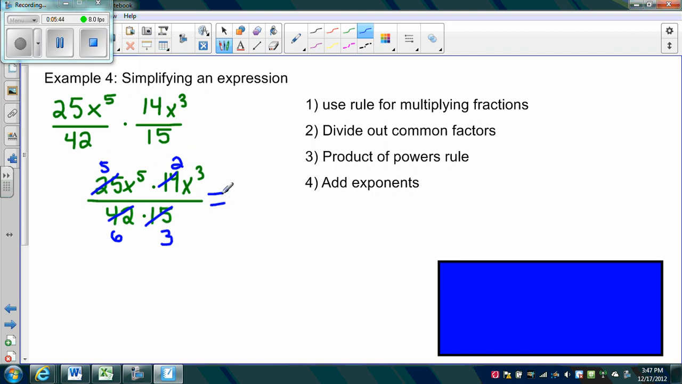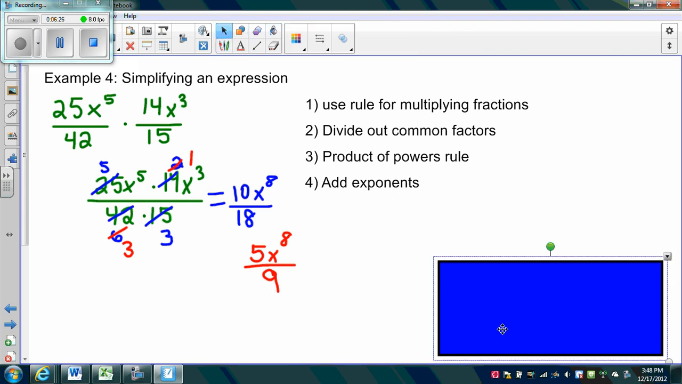So 5 times 2 is 10. X to the 5th, x to the 3rd. In this case, because we're multiplying, we add their exponents. And then 6 times 3 is 18. Look, how come this isn't simplified all the way? One thing that I missed was 6 is divisible by 2. So actually, we can say 5x to the 8th divided by 9. So it's always good to check, but this helps you get really close if you catch all of them.